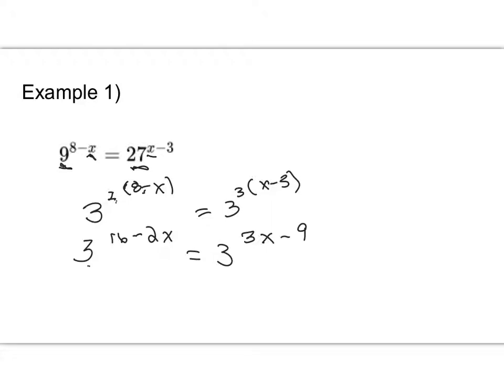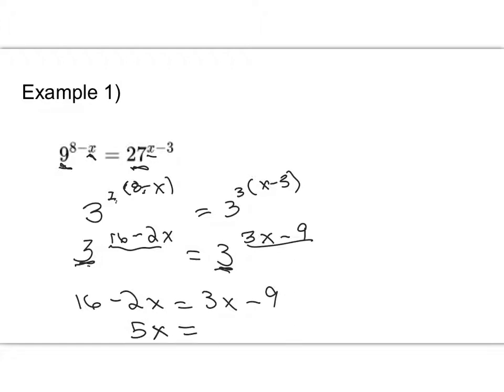Here's where that same base property comes in. I have a base of 3 here and a base of 3 here, nothing else other than the exponent. That means that my exponents are equal to each other. So 16 minus 2x equals 3x minus 9. And I go ahead and solve that like any other equation. If I add 2x to both sides, I get 5x equals 25. That means that x is equal to 5.